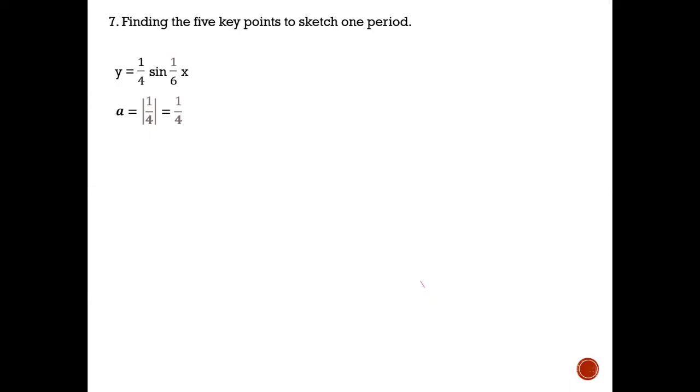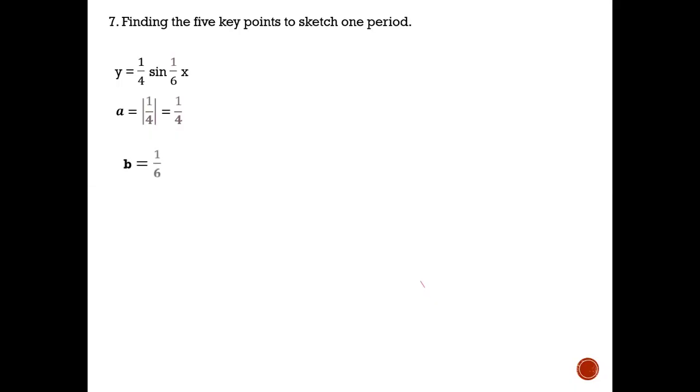And again, amplitude refers to the radius of the circle. That's the reason why we only want the amplitude. We're not looking at a negative distance. The radius of a circle only has positive distance, right? So our amplitude is given by 1/4.